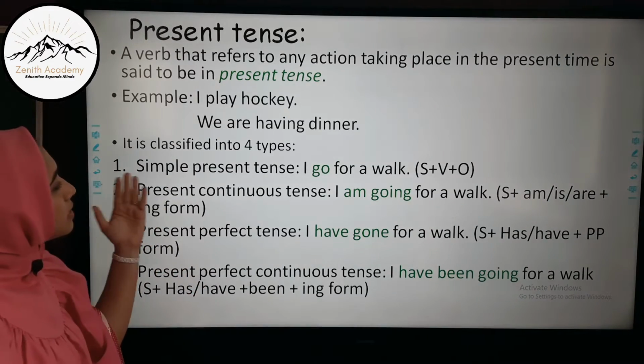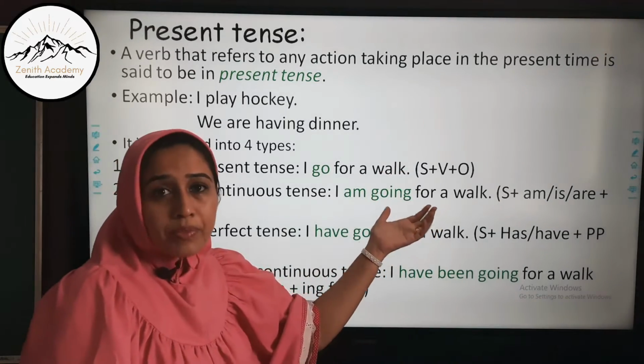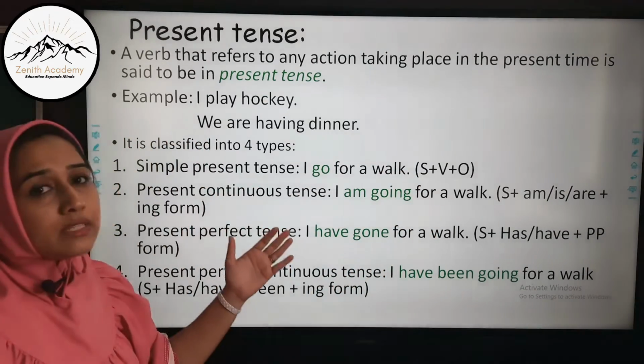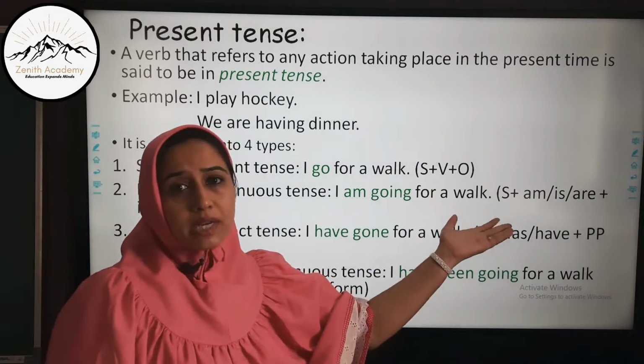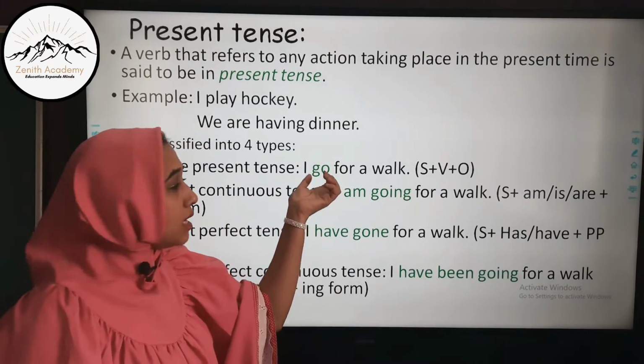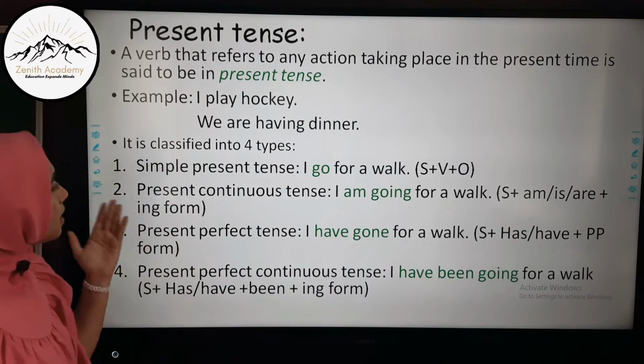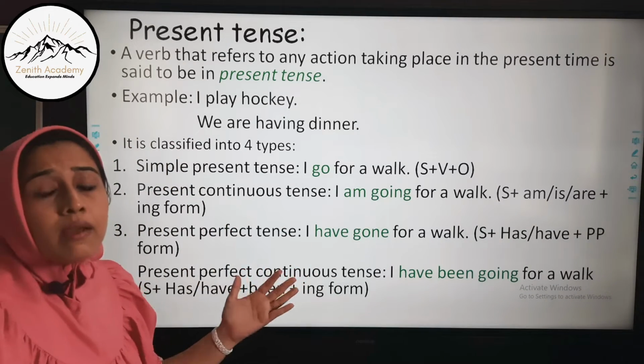The first one is simple present tense. I go for a walk. The format of simple present tense will be subject plus verb plus object, a simple sentence. Here the verb is go. I go for a walk. The next is present continuous tense.